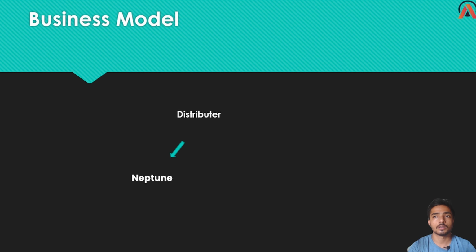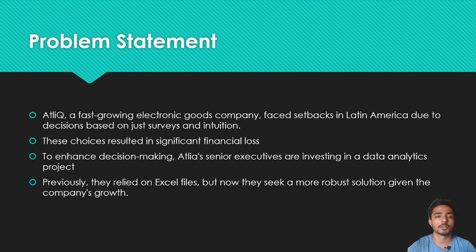This kind of channel we often get in some countries, suppose China, where, due to restrictions of the government, the company couldn't sell its products directly. So a company like Neptune collects all the products from AtliQ and sells them in that market. After that, now learn about the problem statement of AtliQ.